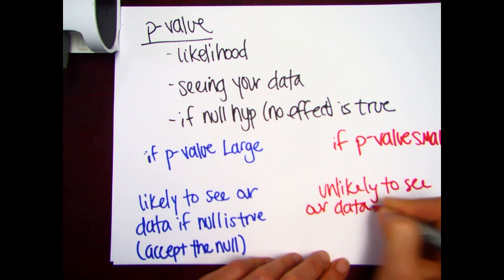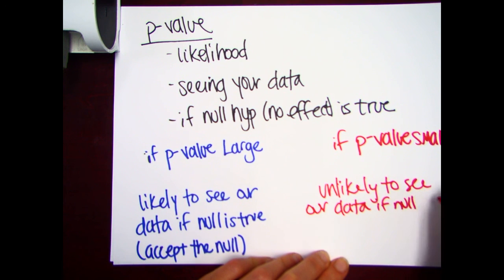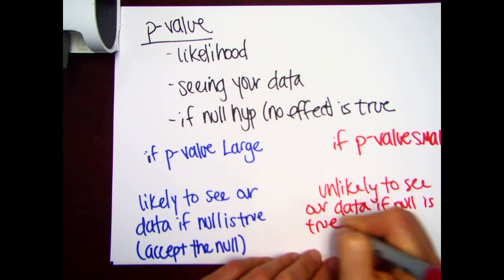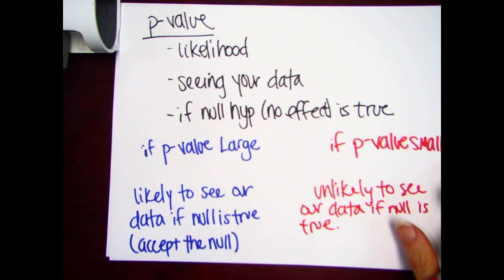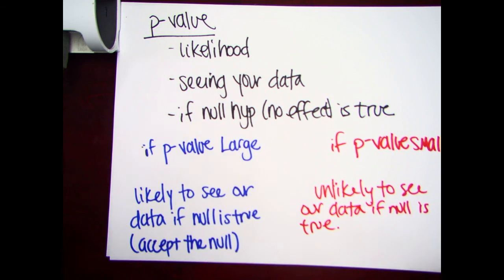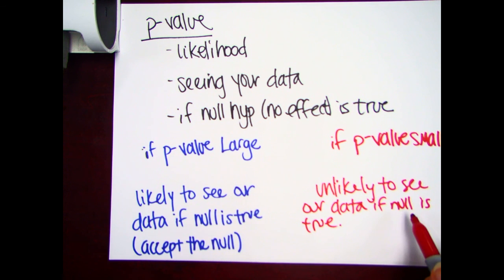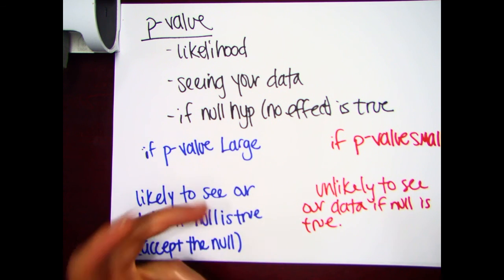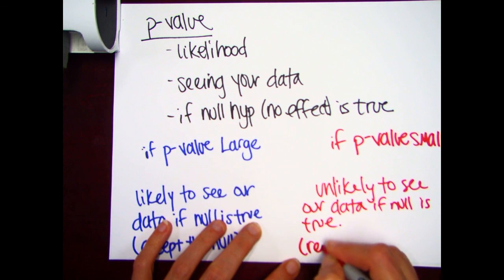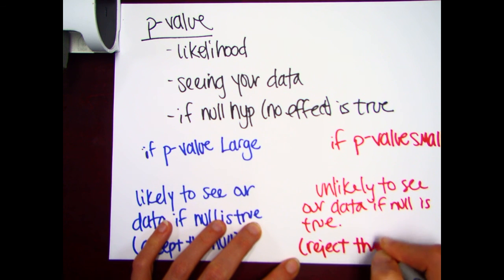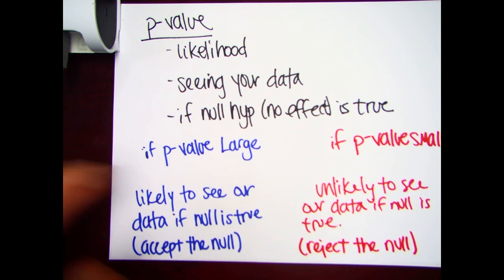Alrighty, if our p-value is small, then we are unlikely to see our data if the null is true. Since we actually did see our data, then that suggests to us that the null may not be true, and so then we reject the null hypothesis.